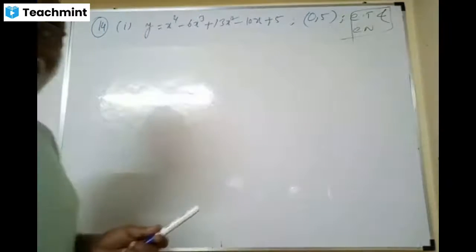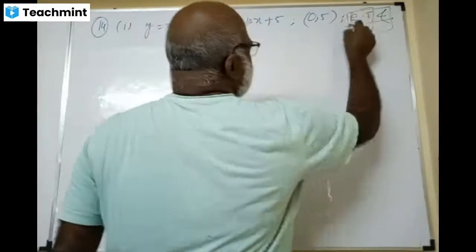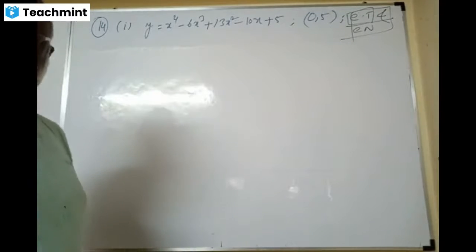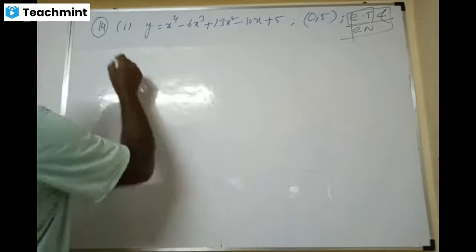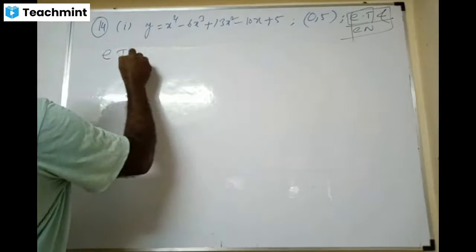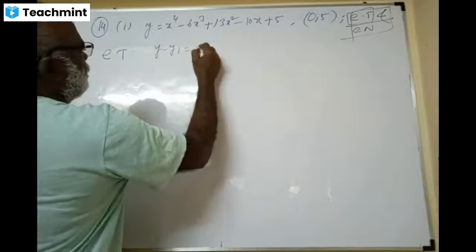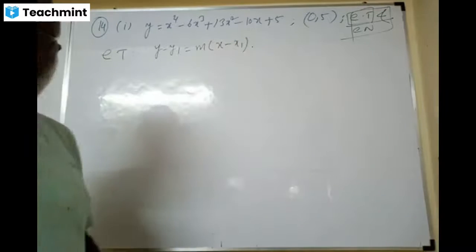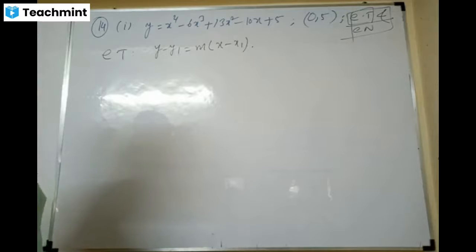Please watch. Come on, who will tell? Forget about the normal, we'll see later. First, let us look at the equation of a tangent. What do you do? Please, one by one. What is the formula for the equation of a tangent, Bhavishna? y minus y1 is equal to m into x minus x1. What does m stand for? Slope. Slope means what? dy by dx. Brilliant.